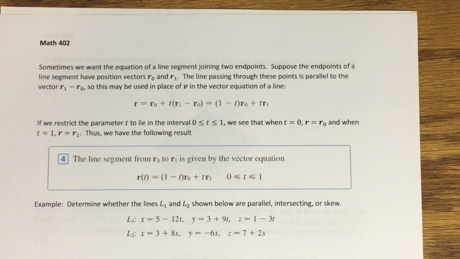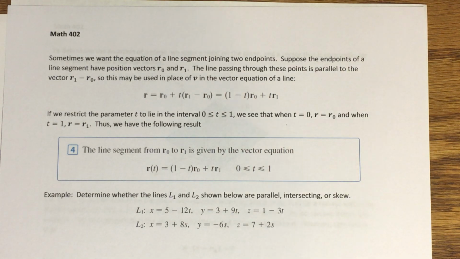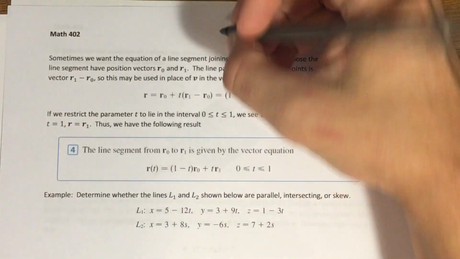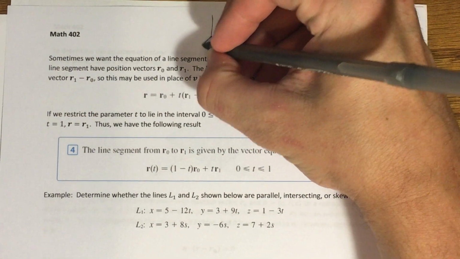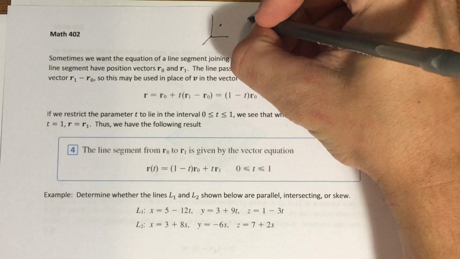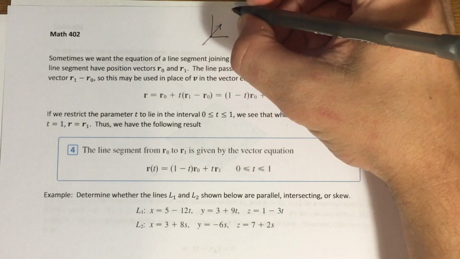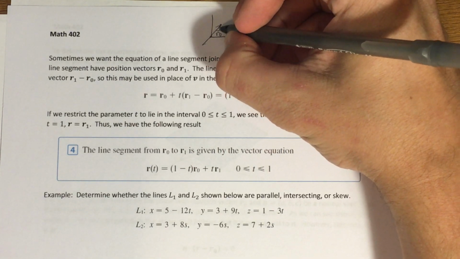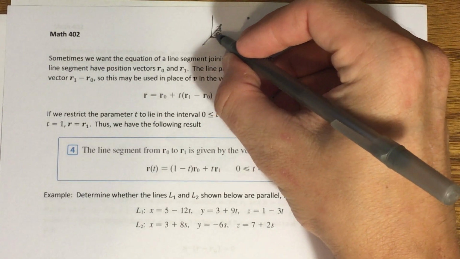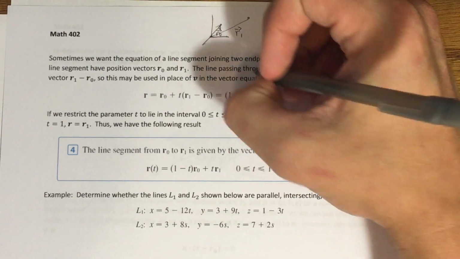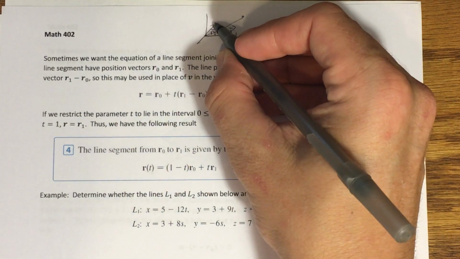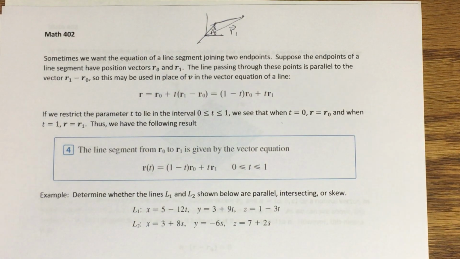Okay, now in some applications we don't want the entire line. Sometimes all we're looking for is a line segment joining a couple of endpoints. And so let's suppose that we're doing just that. Let's suppose that we want a line segment joining these 2 points right here. And let's suppose that the first point has a position vector of r naught. And let's suppose the second point has a position vector of r1. Okay? And we're looking for an equation for just that line segment right there.